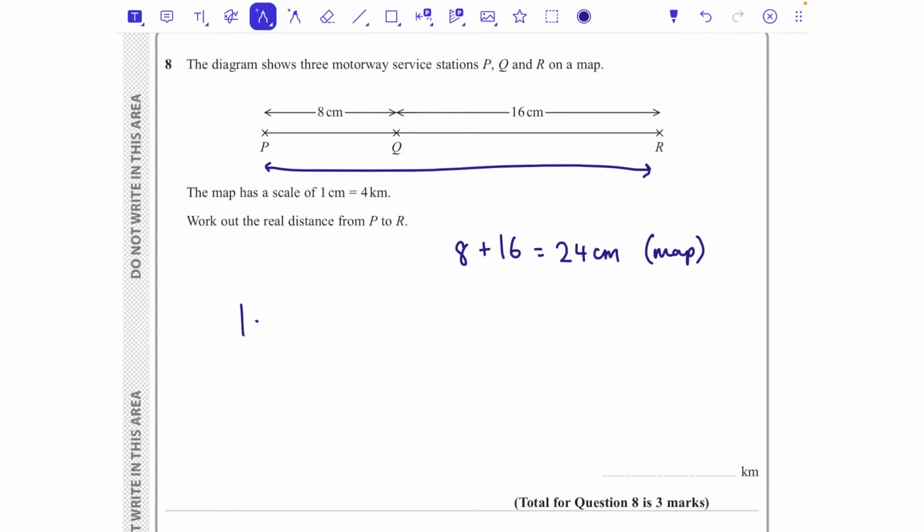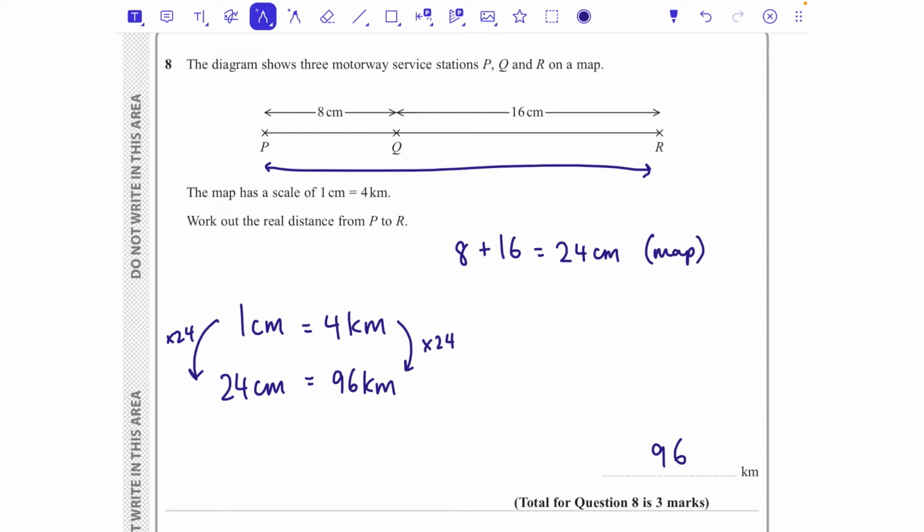Now I know that 1 centimetre is 4 kilometres. And so 24 centimetres, to work out what that is, well, I've multiplied the number of centimetres by 24. So I also need to multiply the kilometres in real life by 4. And like I said, this is a calculator paper. So 24 times by 4, you can type that in your calculator, and that is 96 kilometres. That would be the real distance from P to R.